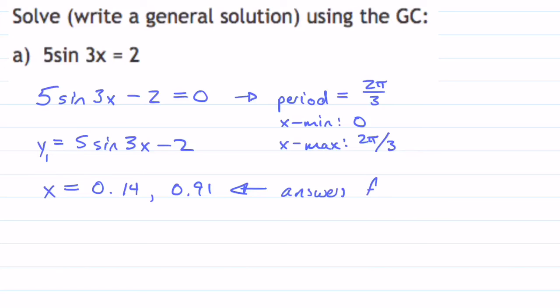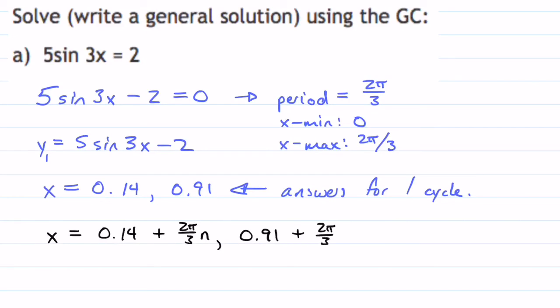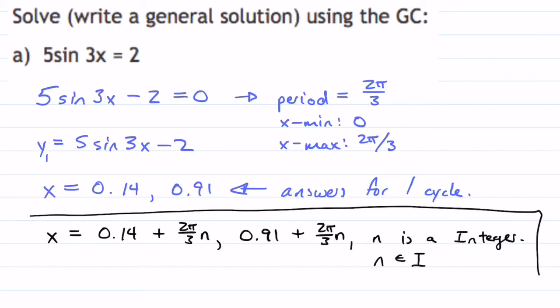And then to make a general solution, all I'm going to do is go x equals 0.14 plus 2 pi over 3 times n, because that's the period. Same thing with the 0.91 plus 2 pi over 3 times n. And make sure you say that n is an integer, because if it's not an integer, then who knows, it might be multiplying by half a cycle, quarter of a cycle. You'll get a whole bunch of different answers. So n has to be an integer so that we're finding the next answer on the next cycle.